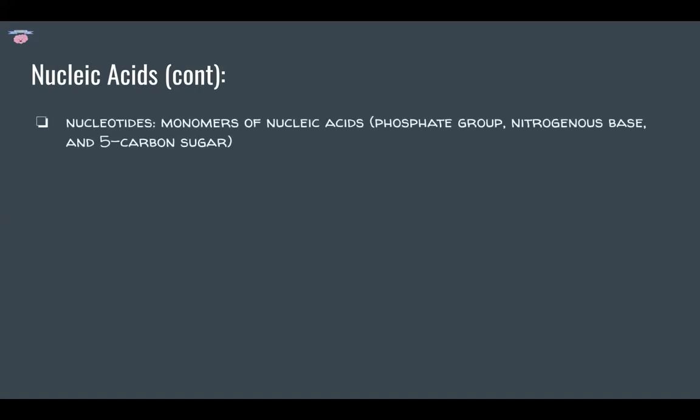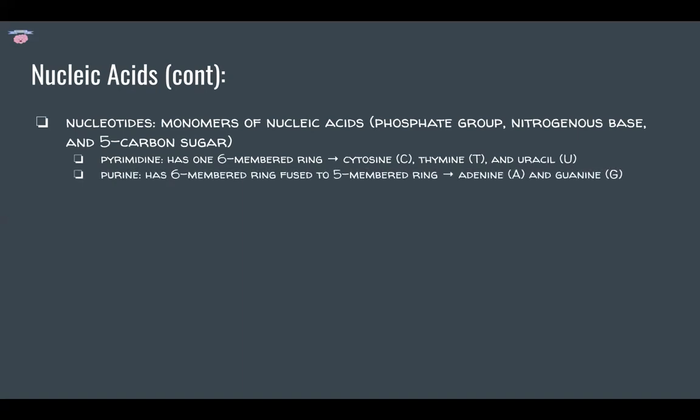The monomer of a nucleic acid is a nucleotide, and it's made up of a phosphate group, a nitrogenous base, and a 5-carbon sugar. There are different types of bases. A pyrimidine has one 6-membered ring, and these are called cytosine and thymine, and uracil is only in RNA. Cytosine and thymine are in DNA. A purine has a 6-membered ring fused to a 5-membered ring, and this is adenine and guanine, A and G. DNA has a sugar called deoxyribose, and RNA has a sugar called ribose.